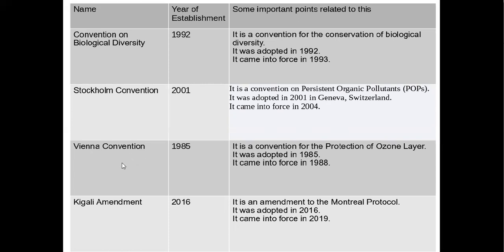Then another convention is the Vienna Convention. The Vienna Convention is specially for the protection of the ozone layer, and it was adopted in the year 1985 and came into force in 1988. And another amendment is the Kigali Amendment. The Kigali Amendment is an amendment to the Montreal Protocol, and it was established in the year 2016 and came into force in 2019.